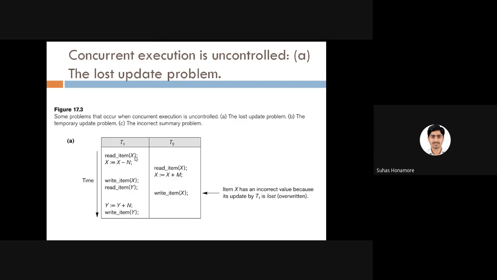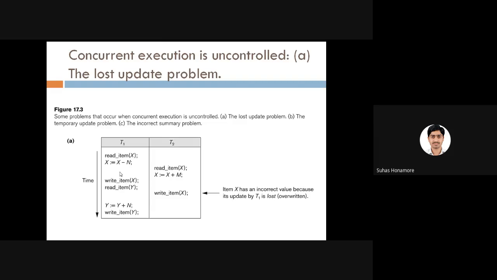That is read of x, then x minus n, we did it. Okay, so we stopped with the T1 transaction, then we started with T2. So that's why there is a gap here. So at this time, these two operations were performed: the T2 transaction is reading x, and x equals x plus m, it's doing it.